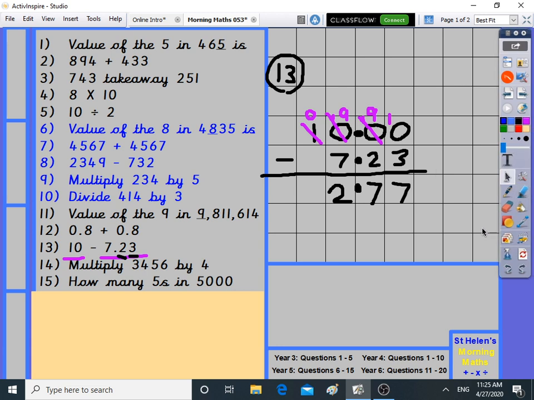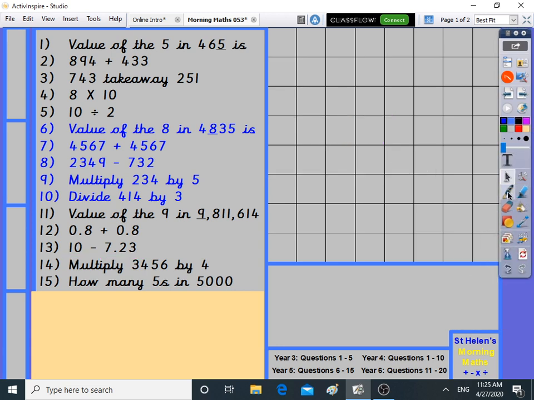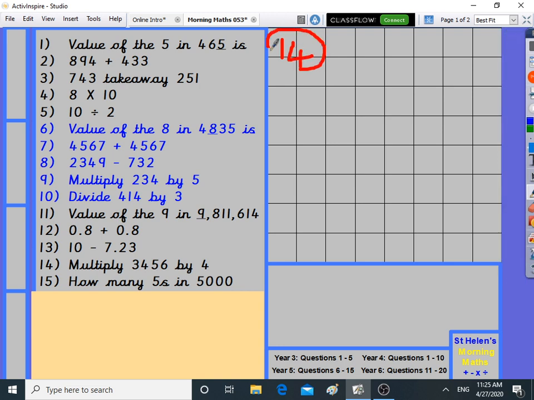Let's move on to question 14. This is multiplication in year 5. You can use the grid method if you want. I'm going to use a standard method here. 3,456 times 4. 4 times 6 is 24. Pause if you need time to copy down. 4 times 5 is 20, plus 2 is 22. 4 times 4 is 16, plus 2 is 18. 4 times 3 is 12, plus 1 is 13. It got bigger because times usually makes things bigger. Not always, but usually it does.